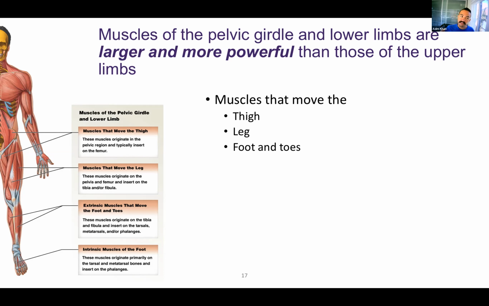Since these muscles are found more inferior on our body, they're going to be larger and more powerful. They are carrying more weight. They have to deal with gravity. Legs are stronger than arms. We're looking at muscles that move your thigh, your femoral region, your leg, your feet, your pedal region, and your toes, your digits of the feet, phalanges of the feet.